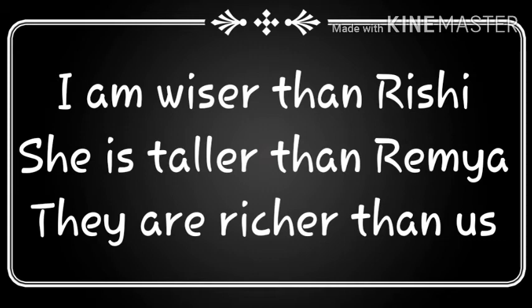Next is, I'm giving you three sentences or rather phrases. I am wiser, she is taller, they are richer. All these sentences are incomplete because ER shows a comparative degree. And comparison means it is between two people. It is used to compare one thing to another. So you have to say, I am wiser than Rishi. She is taller than Ramya. They are richer than us. If two people are compared together, then it is a complete sentence.